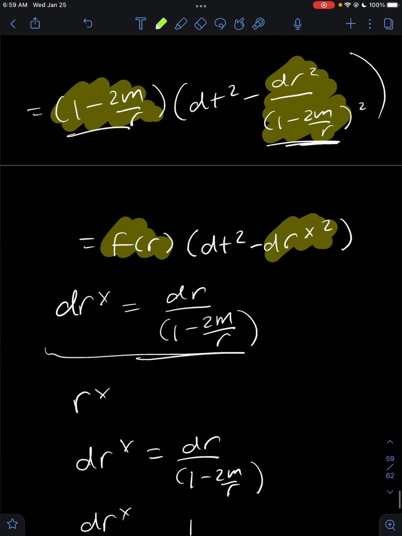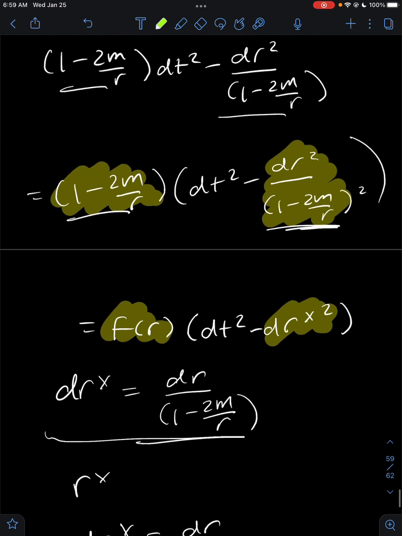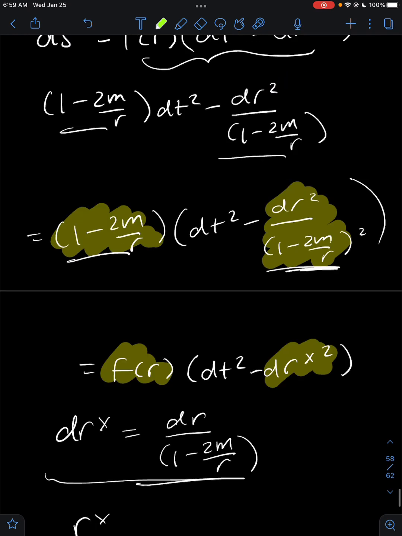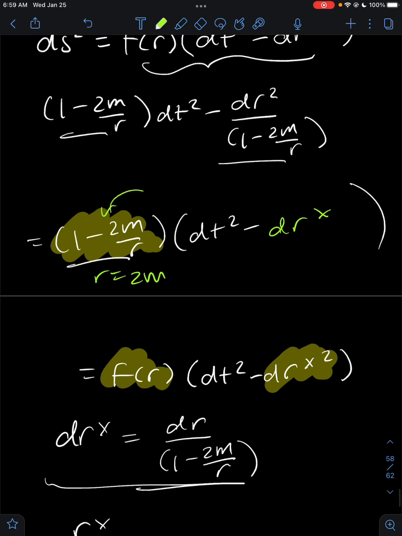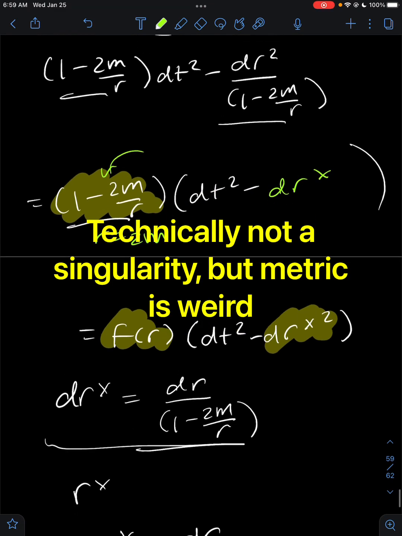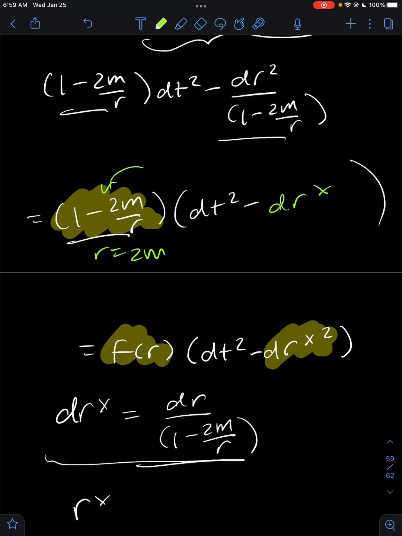The tortoise coordinate still has that singularity at 2m, right? Because if you look at the metric over here, the metric for the tortoise coordinate, at r equals 2m, this is going to be dr asterisk. So at r equals 2m, we still have that singularity over here. And this is telling us that the tortoise coordinates only cover the region of spacetime outside the event horizon.